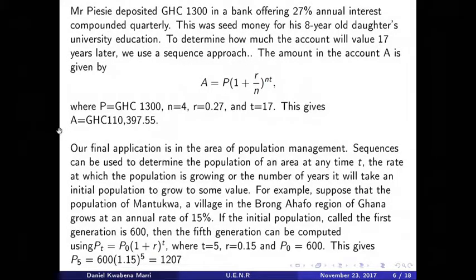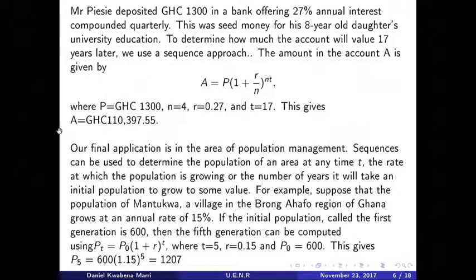And also in banking, let's say we deposit an amount of 1,300 Ghana cedis, offering 27% annual interest, compounded quarterly. And then this money, we deposited it as seed money for our 8-year-old daughter's university education. So to determine how much the account will be worth after 17 years, we can also generate this using a sequence. And this is how we can generate these sequences.